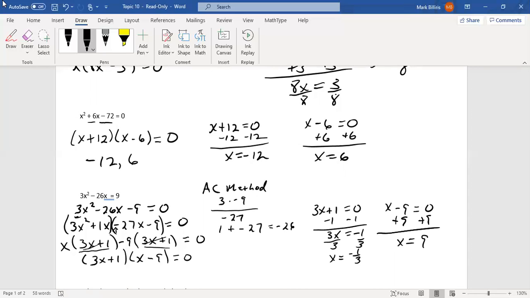Again, you'll be using the AC method, also called the reverse FOIL method, or some people use trial and error, whatever you're comfortable with, but this is a review topic.